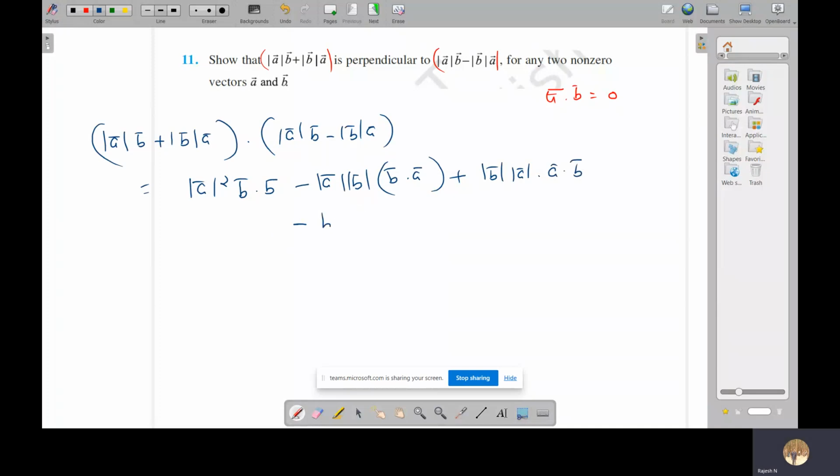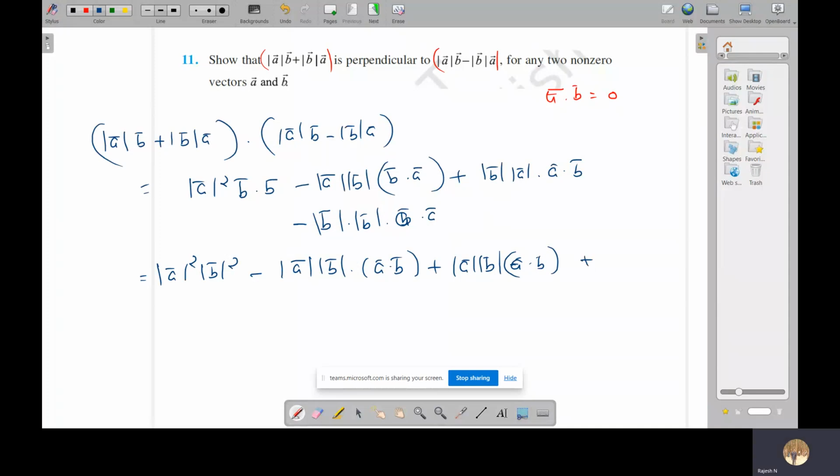This modulus b bar into modulus a bar into a bar dot b bar. Next, modulus b bar into modulus b bar into a bar dot a bar. So modulus a bar squared is this, and b bar dot b bar is what? Modulus b bar squared, minus modulus a bar into modulus b bar into this b bar dot a bar is equal to a bar dot b bar plus this modulus b bar into a bar. You can write it as modulus a bar into modulus b bar into a bar dot b bar plus modulus b bar squared, minus modulus b bar squared into a bar squared.